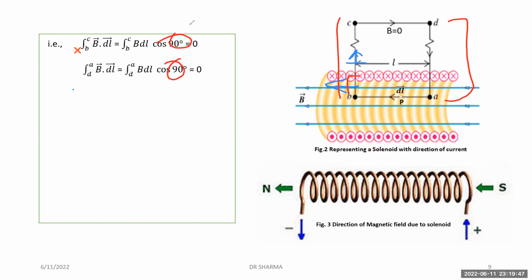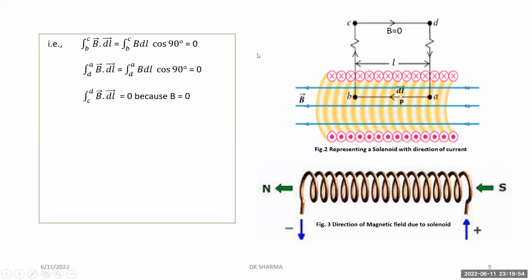Next, along the side CD, the line integration vanishes because the magnetic field B itself is 0 there. So the line integration throughout the closed loop ABCD is just equal to the line integration from A to B. So we can write this.